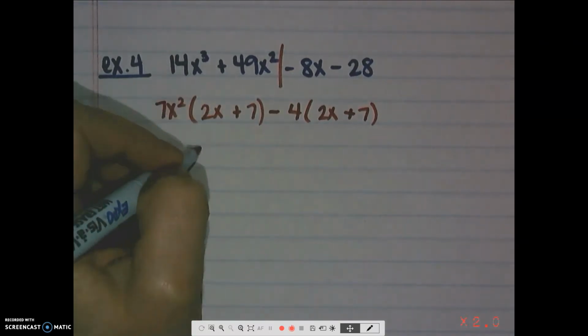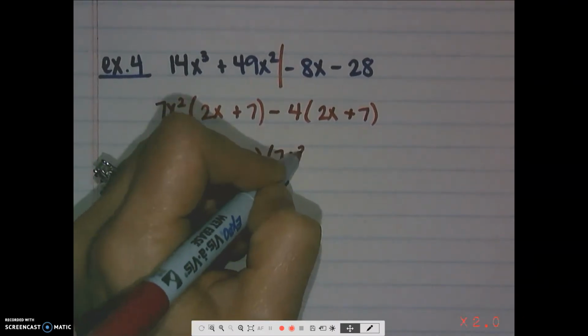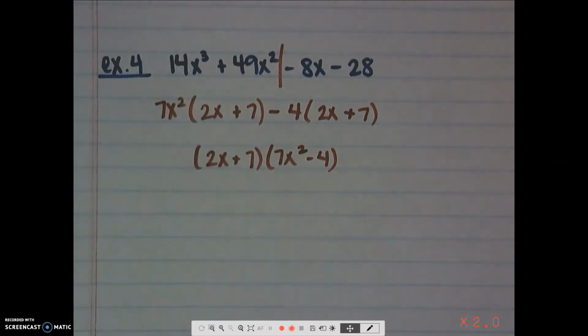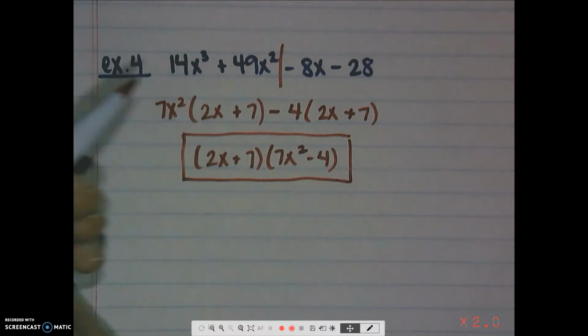Those parentheses are the same. So we write that once. GCFs, we write as another parenthesis. And that is our answer.